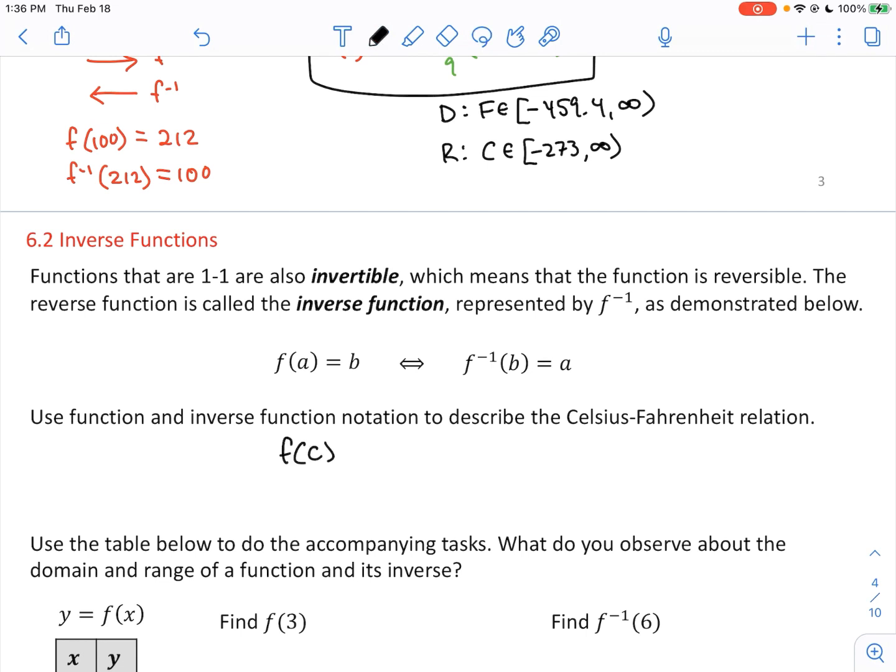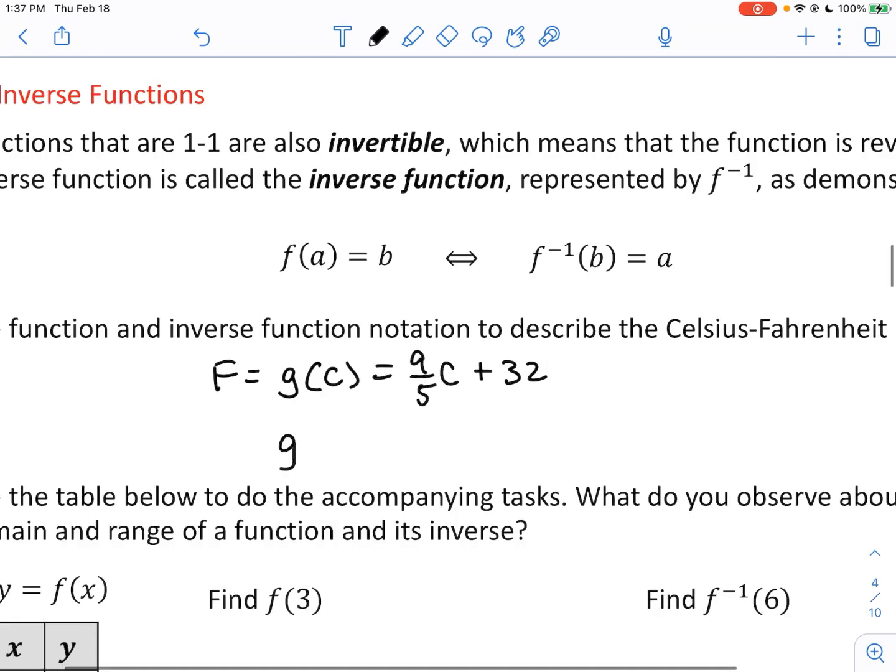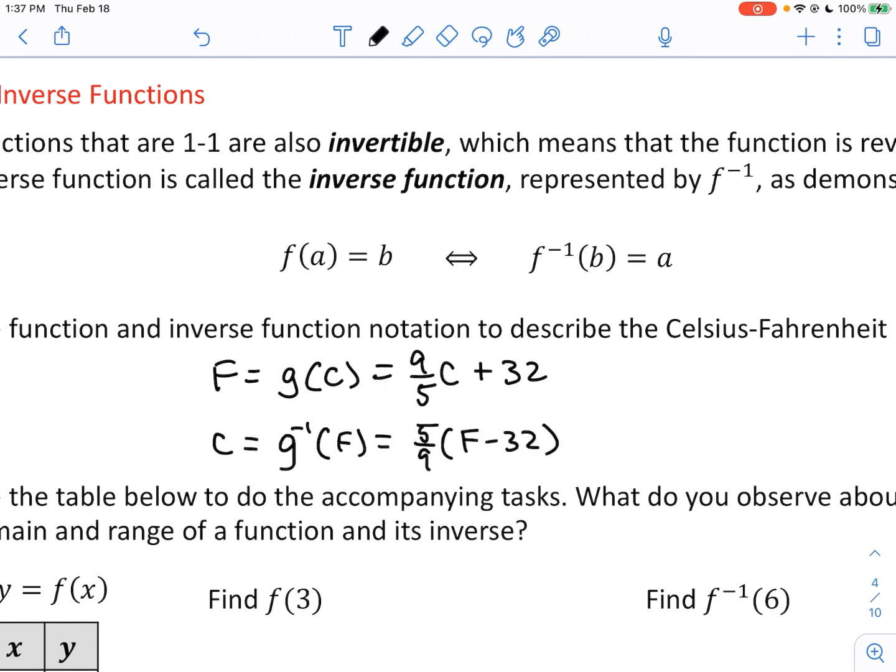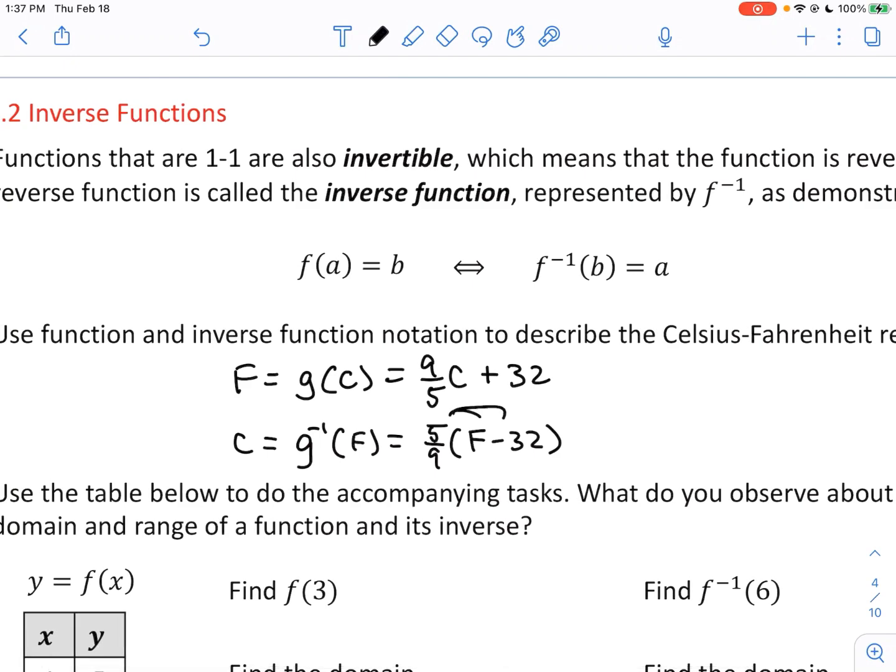F of c, let's use g instead of f. The f can be confusing because we have capital F as well. Let's say g of c. G is the function that tells me degrees Fahrenheit. It does 9/5 of c and then adds 32. The inverse function inputs F and outputs C, and it's going to be 5/9 of (F minus 32) in parentheses. You could, of course, distribute that 5/9 and not have parentheses, but I'm going to leave it with the parentheses.